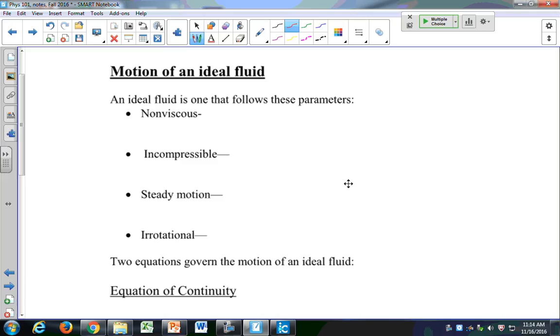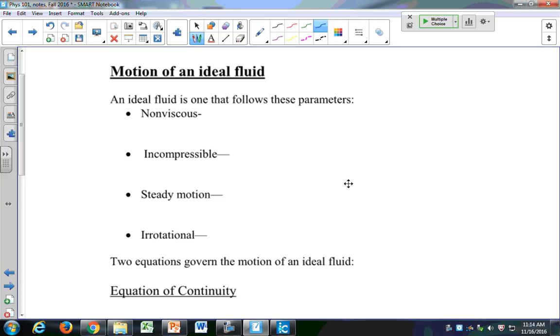You've probably never seen this. You might have, possibly, but probably not. The equation of continuity we'll see, and we'll also see Bernoulli's principle. I think that's all that we're going to see.